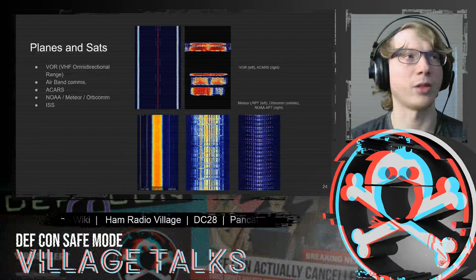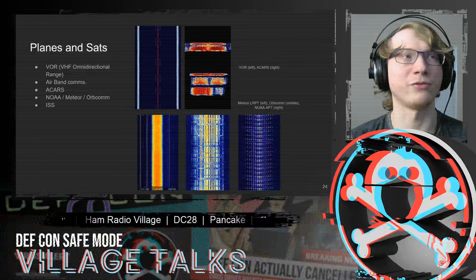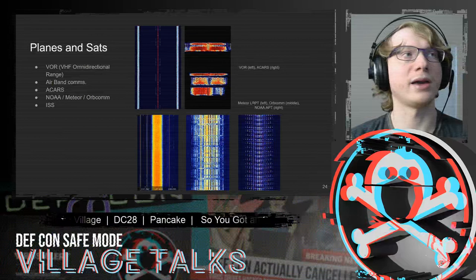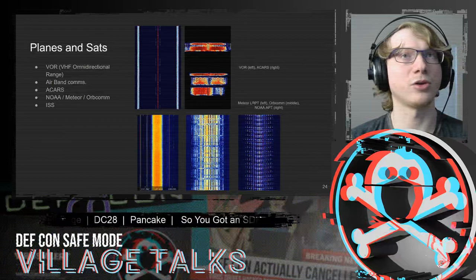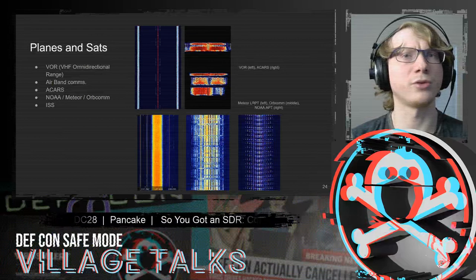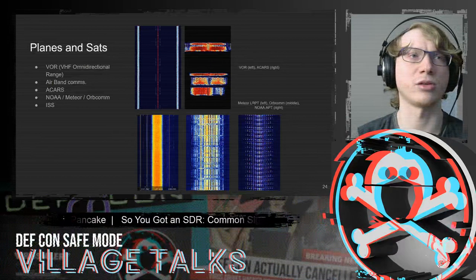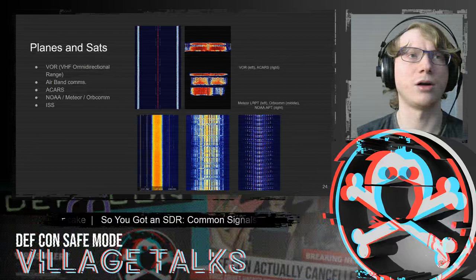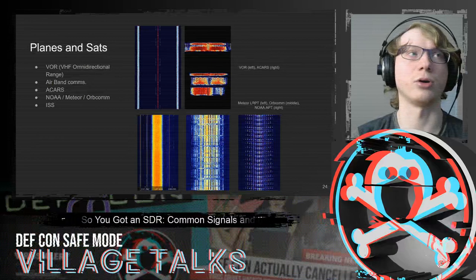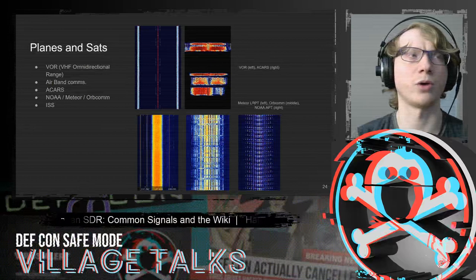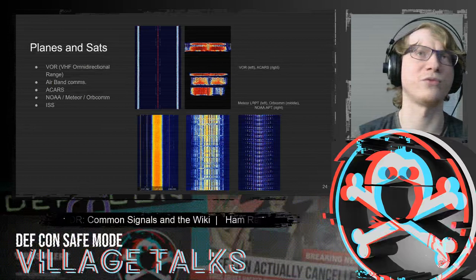People ask about these a lot. They're very popular to receive the images from NOAA and Meteor. You can get some very nice satellite images. ISS is also over here. They're in the 2 meter band usually, and of course right now they've been doing SSTV from there. They're much stronger than other VHF satellites like NOAA. NOAA's only like 2 watts or 1 watt or something, and the ISS has been using 50 watts.